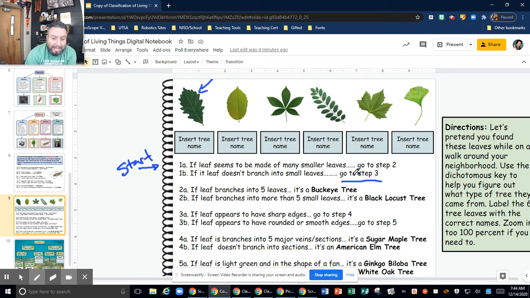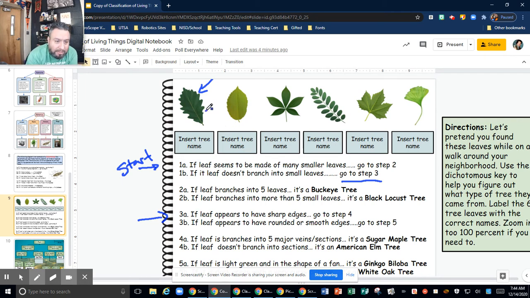Okay? But then it told me to go to 3, so now I go here. Okay? So if the leaf appears to have sharp edges, I go to 4. If the leaf appears to have rounded or smooth edges, I go to 5. So now I have to look at the characteristics.